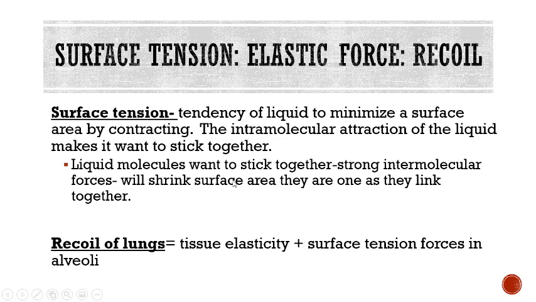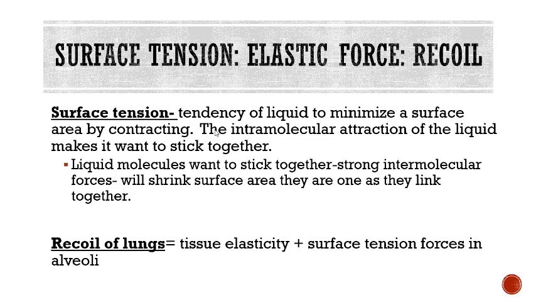Okay, circling back to surface tension, the technical definition is the tendency of liquid to minimize a surface area by contracting. This happens because the intermolecular attraction of the liquid makes it want to stick together. So, in a nutshell, these liquid molecules in your lung, because you have this serous fluid in your lung, want to stick together, right? The molecules want to bind together very closely. They're attracted to one another. And when they do that, they take the surface of your lung with them.